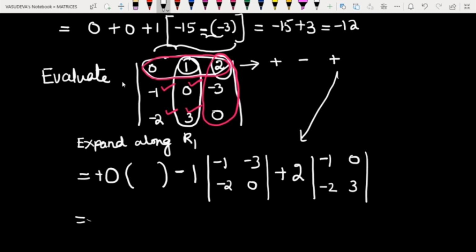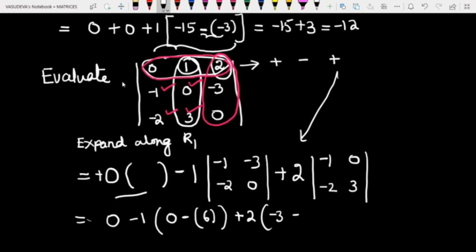So that is equal to, now this expression is 0, -1 into expanding the second order determinant, -1 into 0 minus -2 into -3 is plus 6, and plus 2 into -1 into 3 is -3, and -2 into 0 is 0. So expanding and evaluating this, -1 into -6 plus 6, and 2 into -3 -6 is equal to 0.